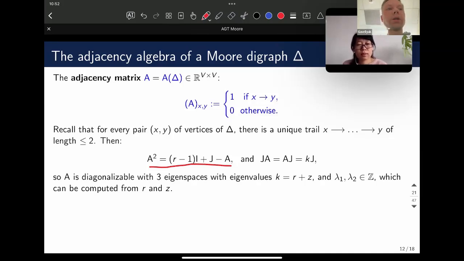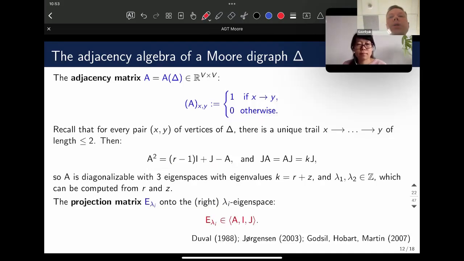In particular, we can observe from this that the adjacency matrix is diagonalizable with 3 eigenspaces. One of them has eigenvalue k, which is the sum of r and z, and there are 2 other eigenvalues, say lambda 1, lambda 2, which are integer numbers, and they can be computed explicitly from r and z. This follows from a more general theory of so-called directed strongly regular graphs. I will not go into details about directed strongly regular graphs, but this is what we need in our particular case.